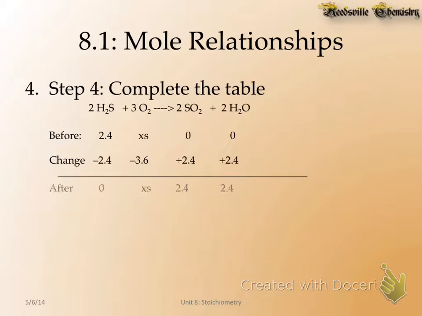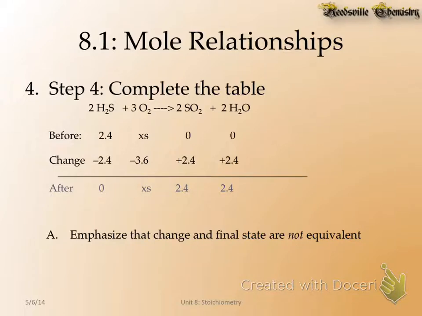So now we can complete our table. We now have found out that we are going to lose all the hydrogen sulfide. We'll still have a tremendous excess of oxygen because there's a lot of oxygen. And then if we ask the question, how many moles of products are formed? Well, we have that answer, 2.4 moles of each.